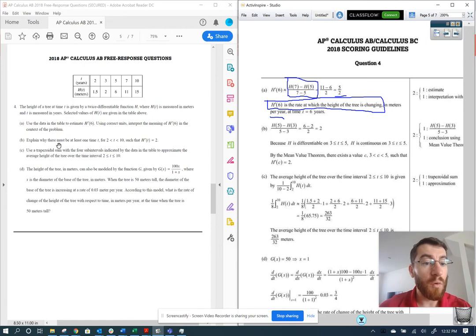All right, part B. Why? Explain why there must be existence. We just went over the existence theorem. Why there must be at least one time for which the derivative is 2.